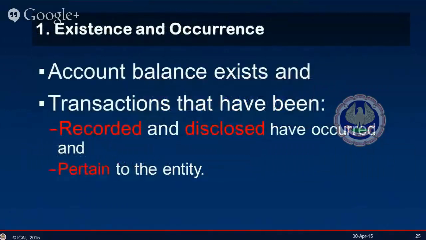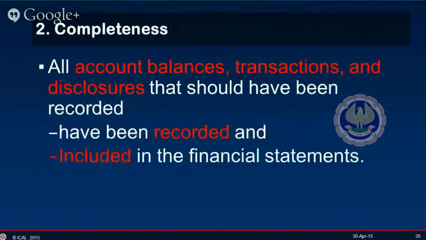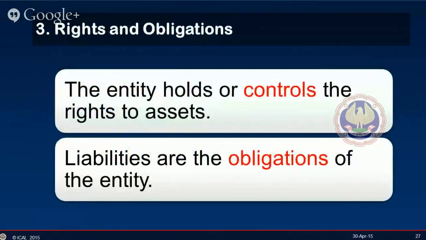So when I'm looking at the assertion pertaining to existence and occurrence, I'm checking whether the account balance exists and the transactions have been recorded and disclosed and pertain to the entity. I'll discuss this later when I come to specific examples. Next, when I'm looking at completeness, what I want to verify and validate is whether all the account balances, transactions, and the disclosures which should have been ideally recorded have been recorded, and are reflected in the financial statements. When I'm looking at rights and obligations, I want to ensure that all the assets which are reflected in the balance sheet or the final accounts are in the control of the entity or the enterprise, and the liabilities or the obligations are of the entity.